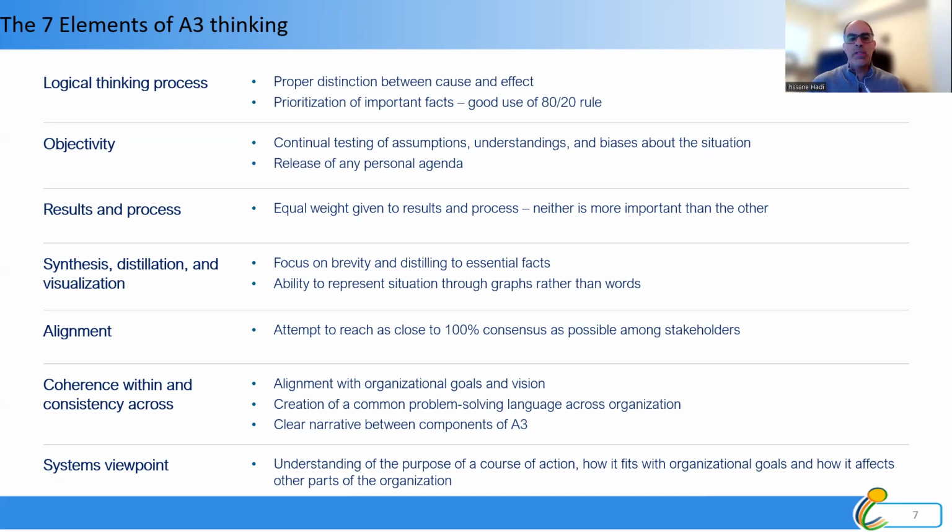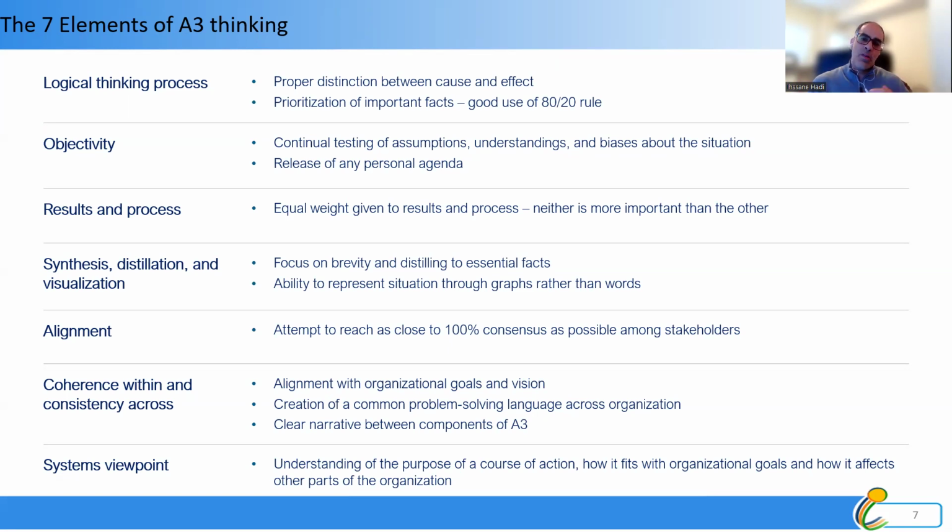Next, let's explore the 7 elements of E3 thinking. Those elements form the foundation of the E3 methodology and guide us through a structured approach to problem solving and continuous improvement. Understanding those elements helps us to effectively apply E3 thinking in our organizational processes.